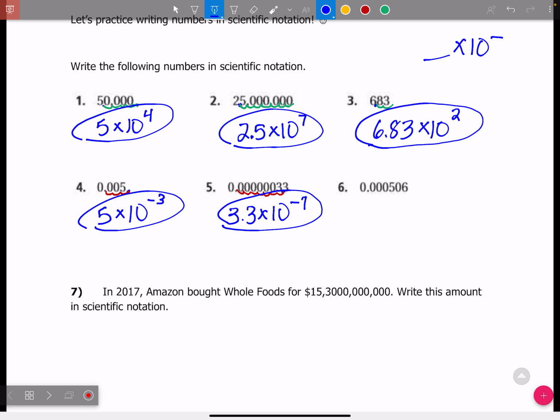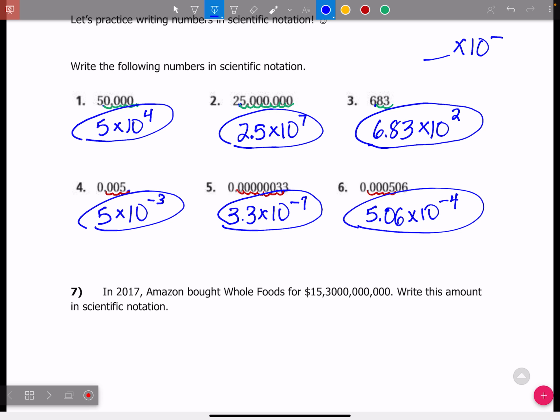All right, second to last example here, decimal is going to come after the 5. So 5.06 times 10 to some power. So we see we're moving 1, 2, 3, 4 places. So since this is a small number between 0 and 1, 5.06 times 10 to the negative 4th will be that number in scientific notation.